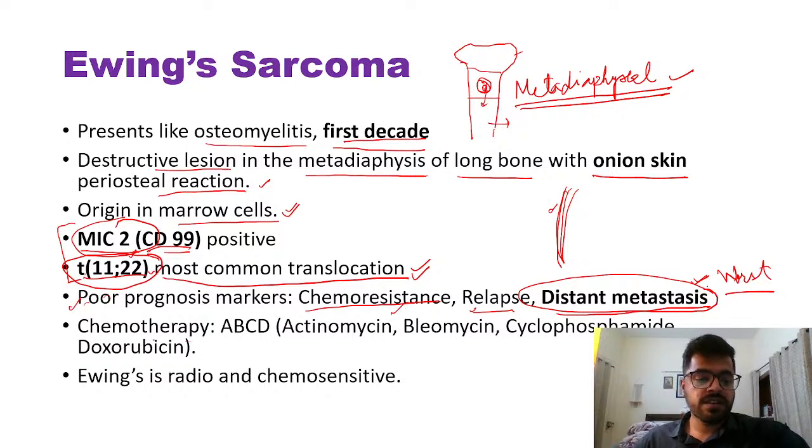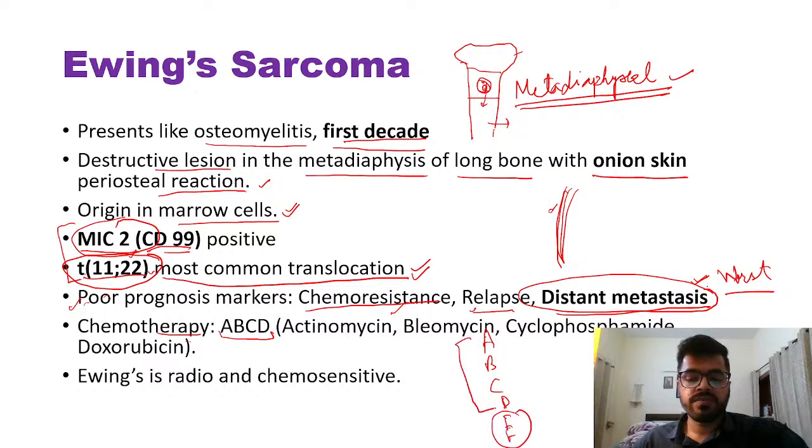And in Ewing sarcoma, we give chemotherapy A, B, C, D. So we can remember as A, B, C, D, E. E for Ewing's. In Ewing's we give A, B, C, D. So A for actinomycin, B for bleomycin, C for cyclophosphamide, and D for doxorubicin. A for adriamycin. Ewing's is both radio and chemosensitive, so radiation therapy is also done in Ewing's tumor. It is radio and chemosensitive tumor.